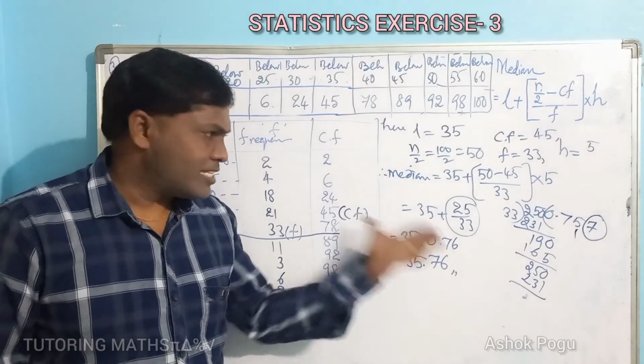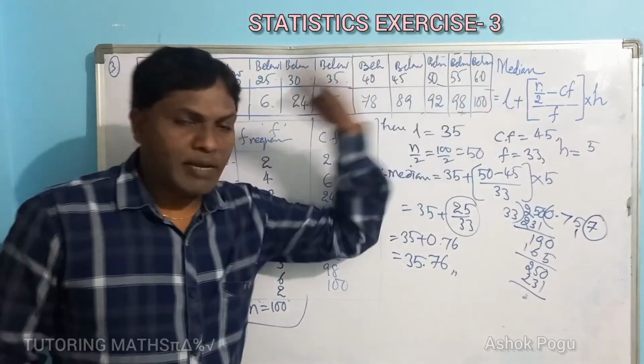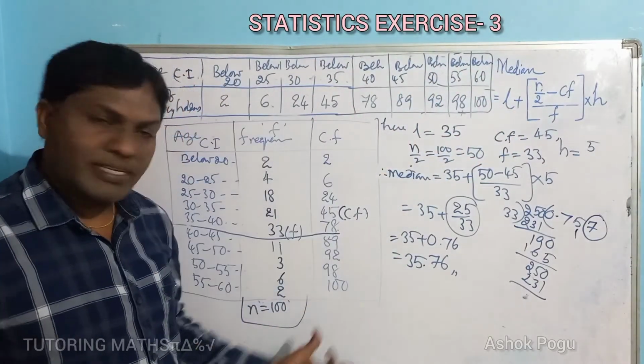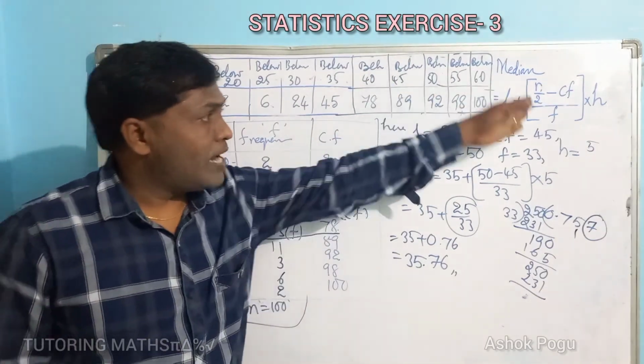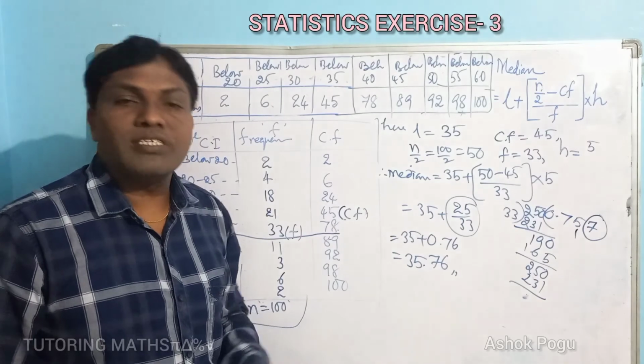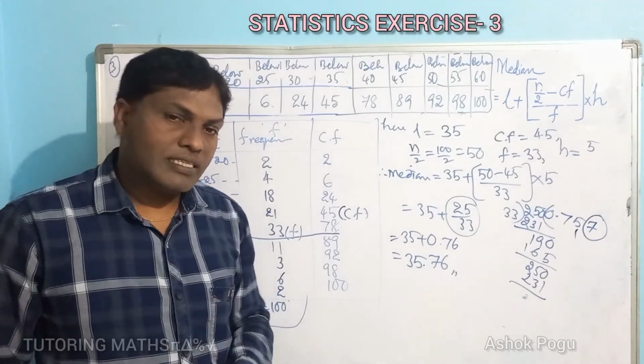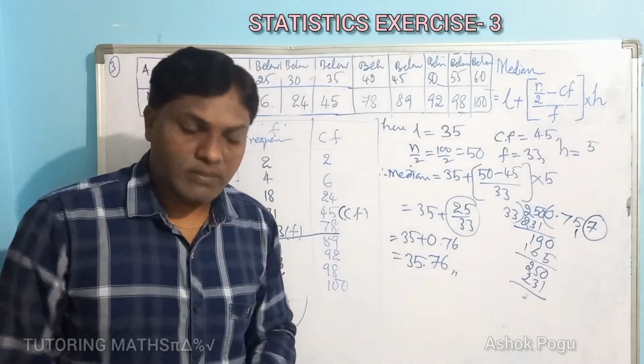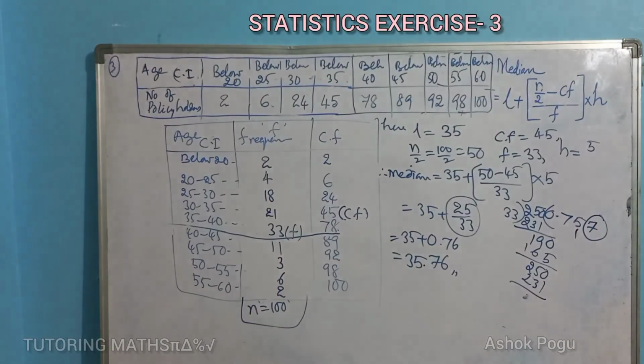That's it. Just like this. So keep in mind the formula, prepare the tabular form, and substitute the values in the formula. You get the answer. Just like this, you try the remaining questions of the exercise, and we will discuss the next question. That's it.